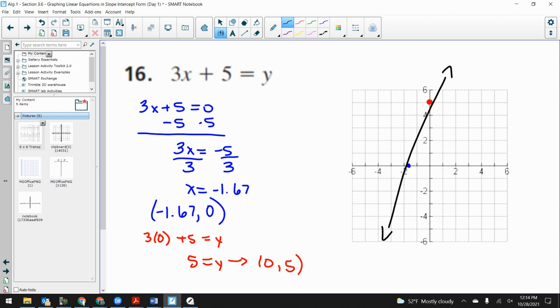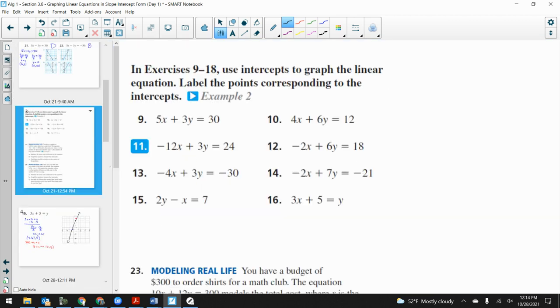Questions on other parts of the homework? I'm sorry, just 10 to 16. Okay, let's go over one of the ones, 23 or 24. Which one do we think? 24. Let's do both. Why not?